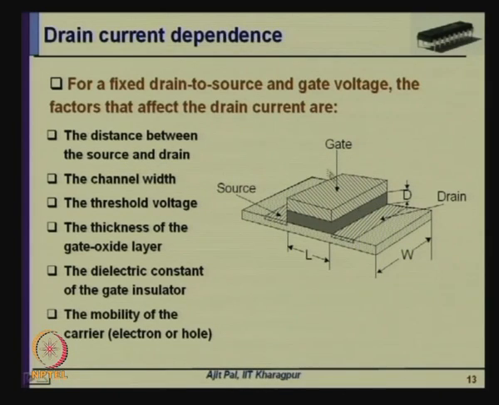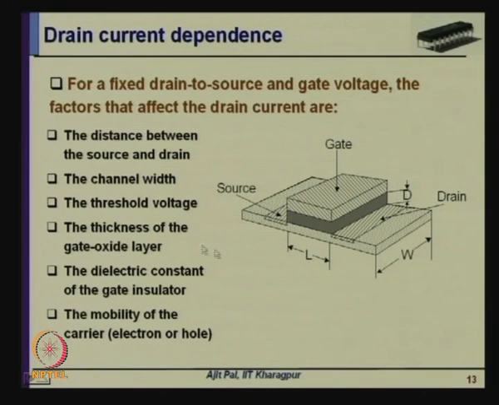Apart from the drain to source voltage and gate voltage, the current depends on the distance between the source and drain, that is your L, because electrons will move from source to drain, and depending on the velocity, it will take some time. The rate at which it will go will be dependent on the distance. Electrons have to traverse that distance at a particular speed, and the shorter the distance, the more electrons will flow and the current will be more. On the other hand, if the length is more, then it will take longer time and current will be less. That means it is dependent on the distance between the source and drain.